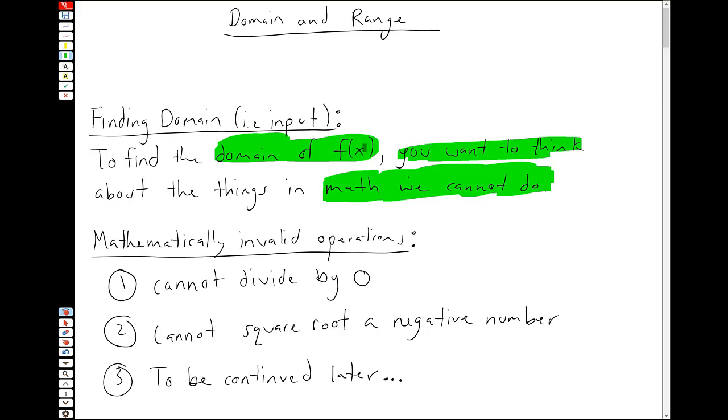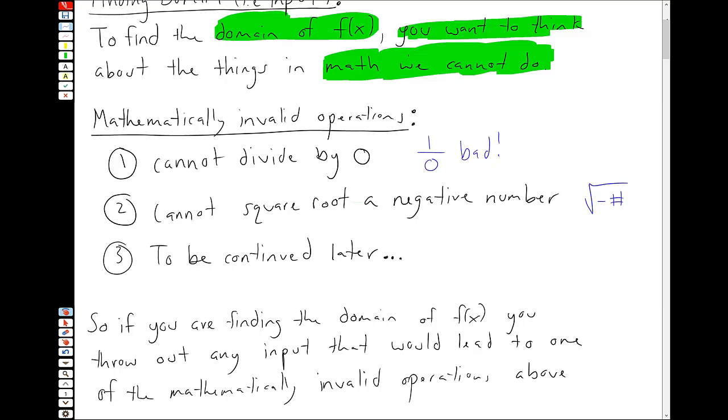Okay? Let me go ahead and annotate these. So again, we cannot divide by 0. So if we have something like this, that's bad. We can't have square roots of negative numbers. Okay. Now again, we will add to this as we progress through the semester, but at least initially, these are the 2 golden rules of math that we want to obey. Okay. We cannot divide by 0, and we cannot take the square root of a negative number.